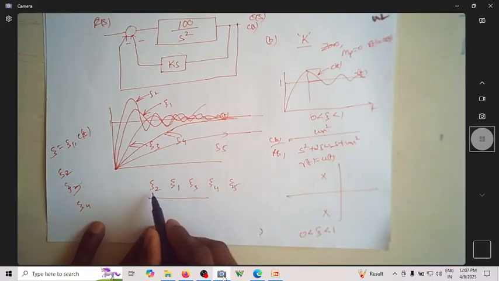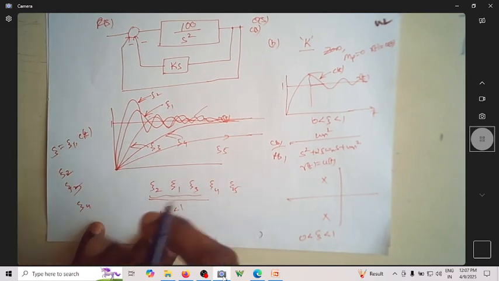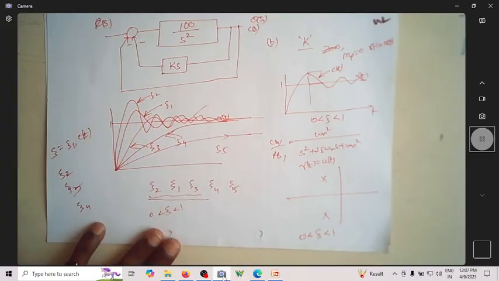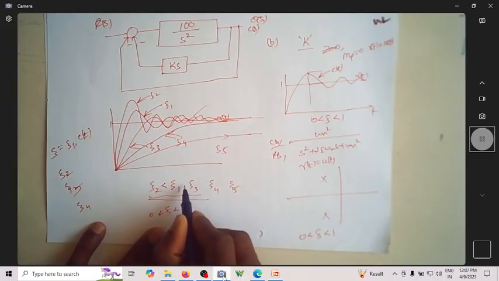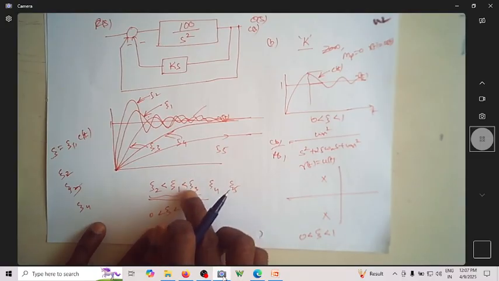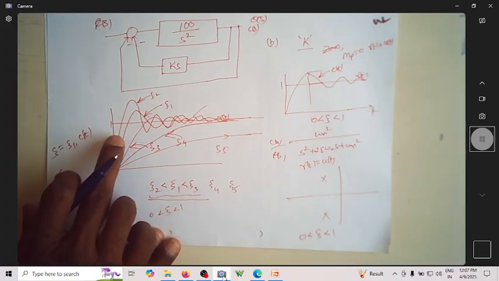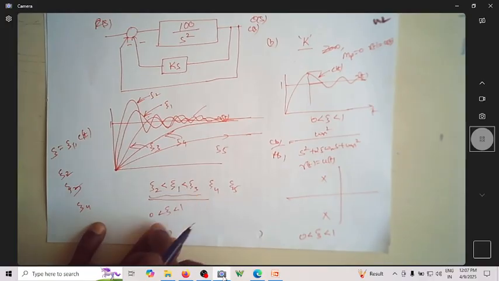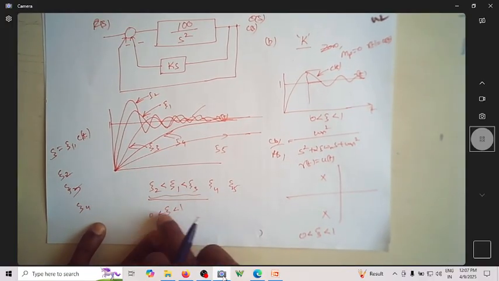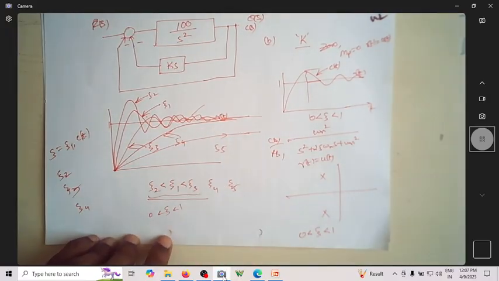So the first three values of zeta are between 0 and 1. Among these, zeta 2 is the least. So zeta 2 is less than zeta 1, and it is less than zeta 3. So among these three, zeta 1, zeta 2, zeta 3, zeta 2 is the least one, zeta 4 is the maximum, and of course when I say maximum, it is still less than 1, but among these it is maximum.